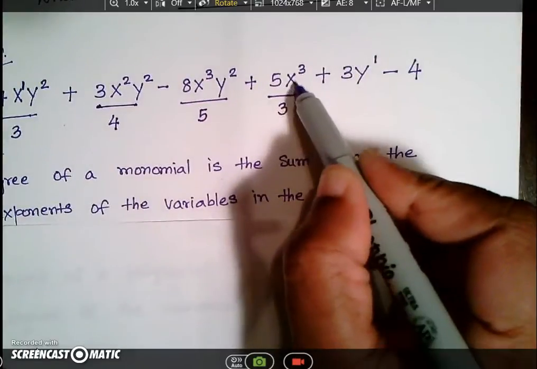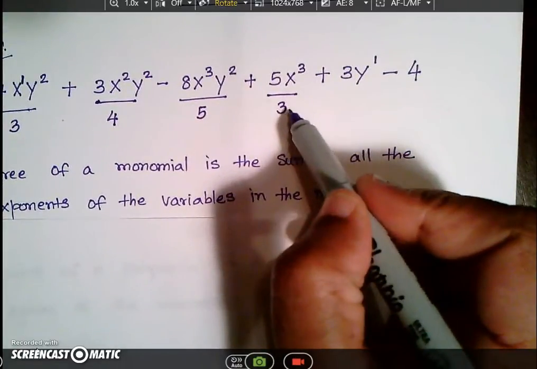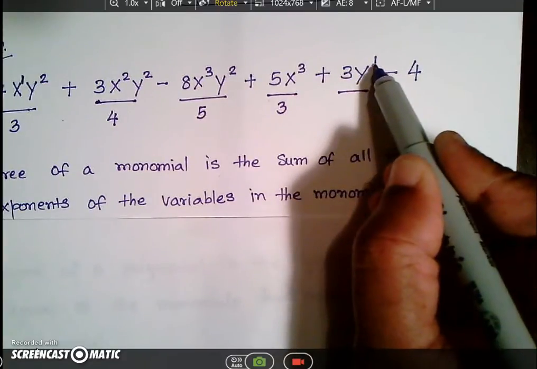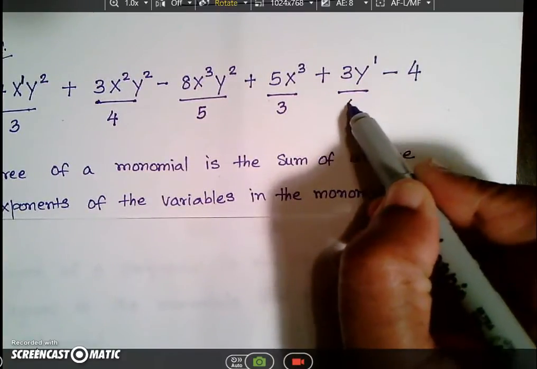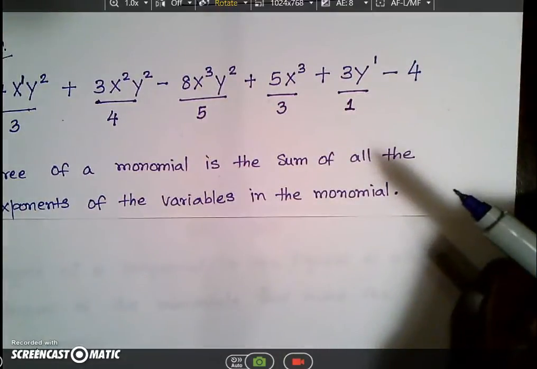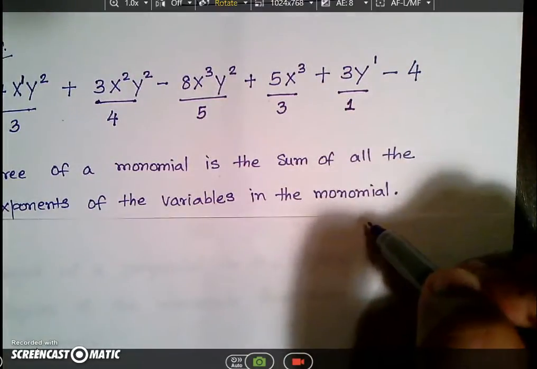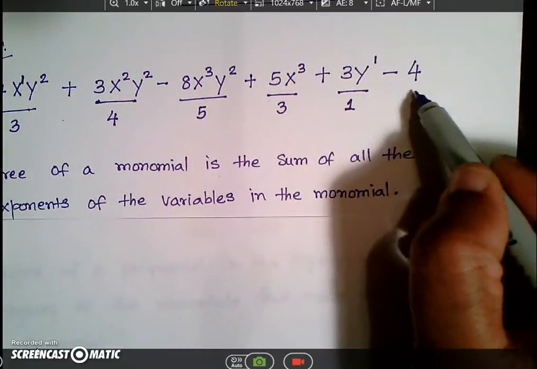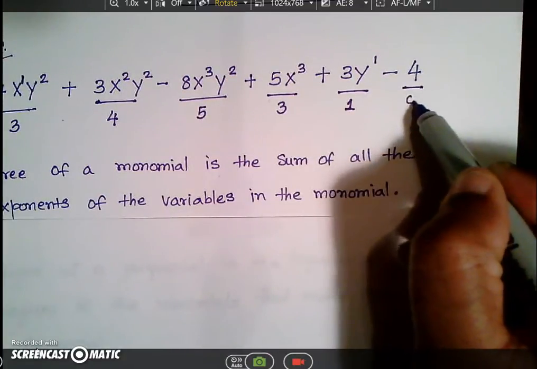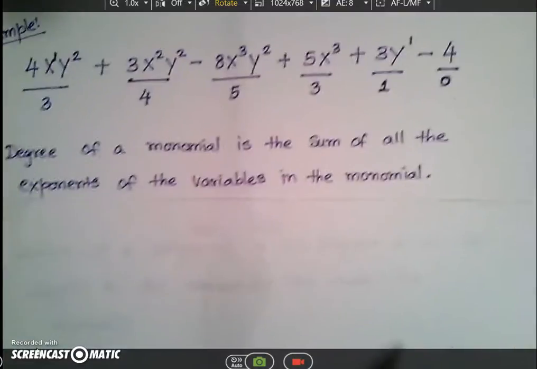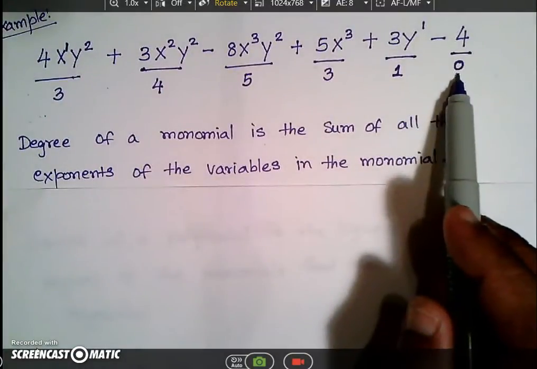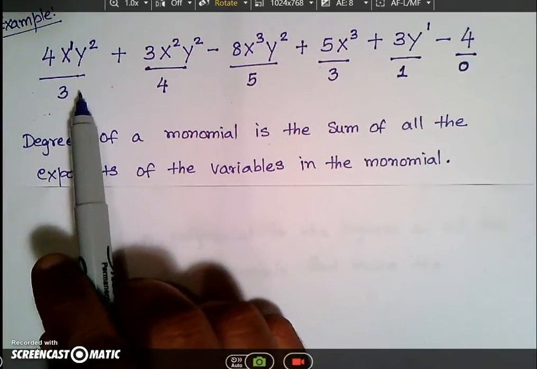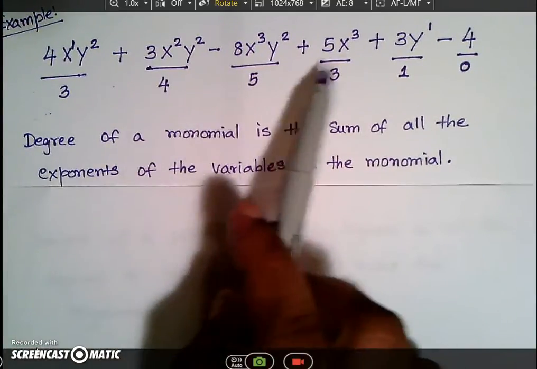There is only one variable there. The exponent is 3, so I'm just writing that. Here the variable is y, the exponent is 1. There is no other variable. So the sum of all the exponents in the variable part is 1. There is no variable here, so the exponent part is 0. Alright, so this is the sum of all the exponents of the variable part in your monomial. So that's the degree of each monomial.